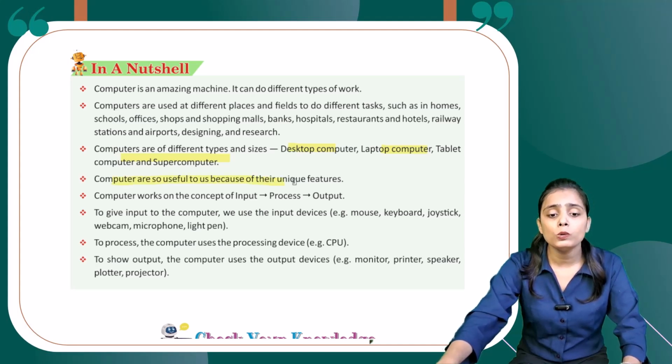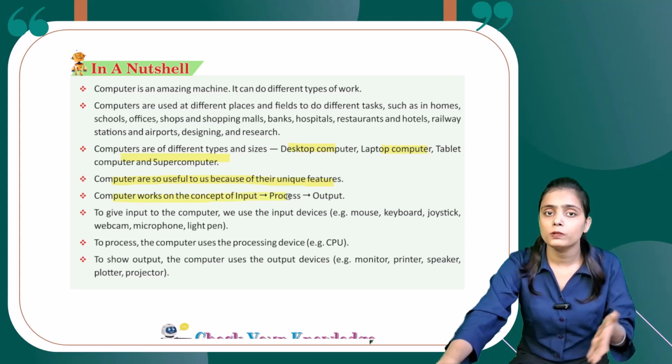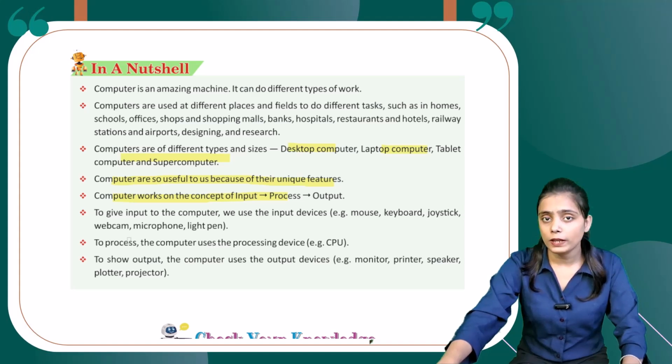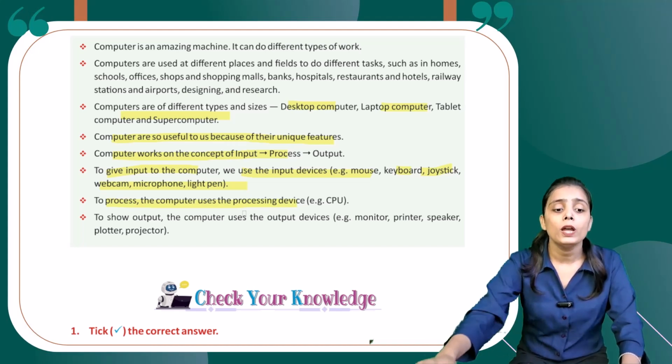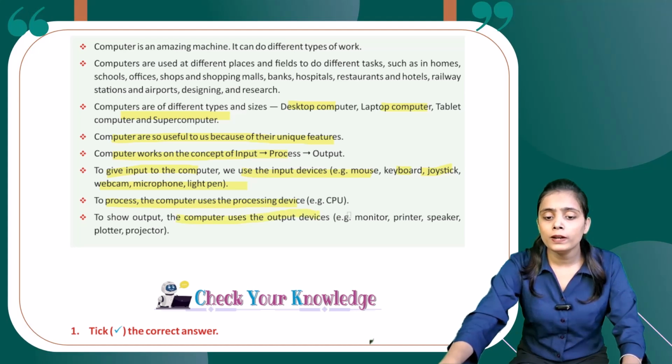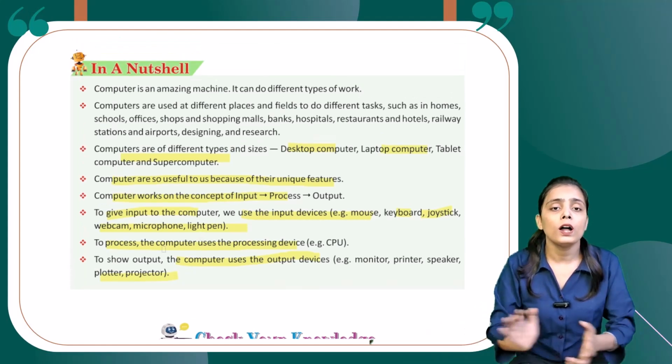Computers are so useful to us because of their unique features, and computer works on the concept of input, process and output, that is called IPO cycle. Okay students, always remember it. To give input to the computer, we use the input devices. For example, mouse, keyboard, joystick, webcam, microphone, light pen. So these all are examples of input devices, which we use to give an input to the computer. Next, to process, the computer uses the processing device, and processing device is CPU. To show output, the computer uses the output device. Output devices are monitor, printer, speaker, plotter and projector.